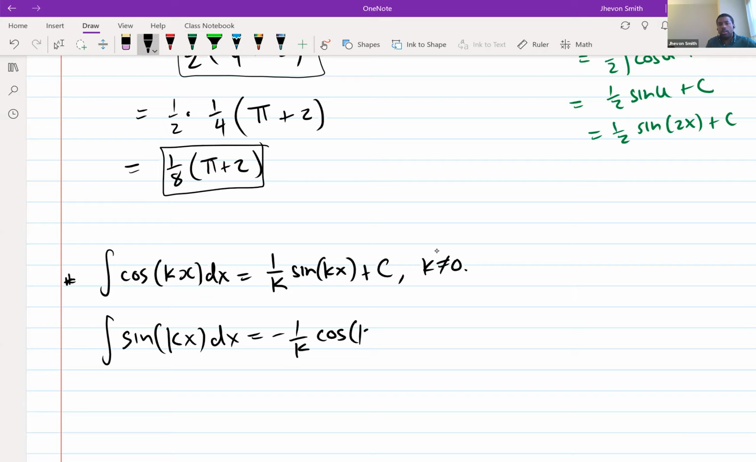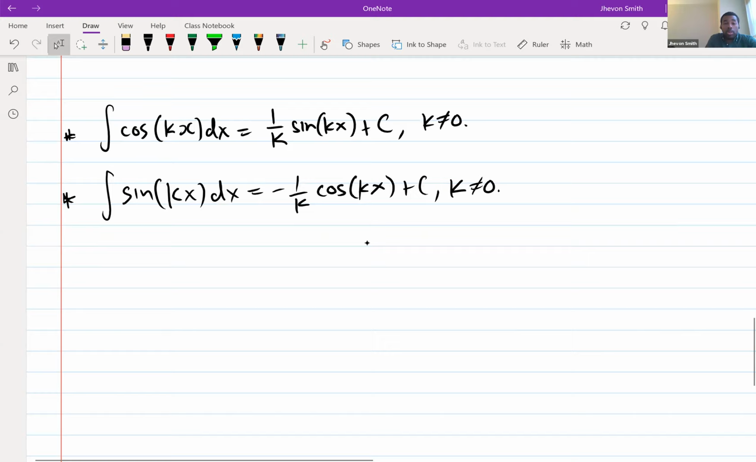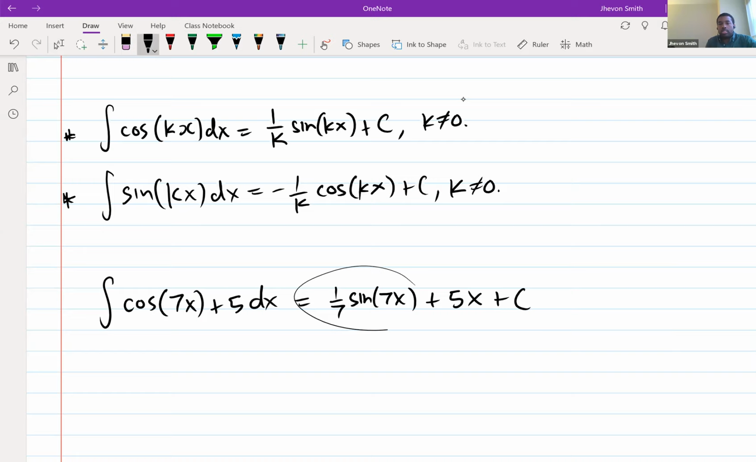So these are things that you could know by heart, and you won't have to go through a substitution. So if someone asked me, what is the integral of cosine of 7x plus 5, I would immediately be able to say, oh, well, that's just 1 over 7 sine of 7x plus 5x plus c, right? So I can do this in very quick order because it's just a thing you know.